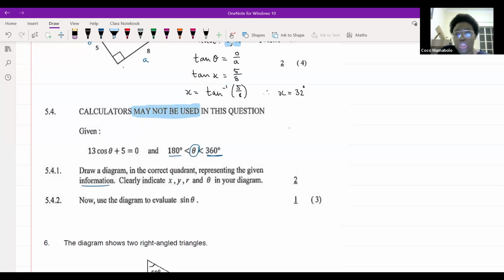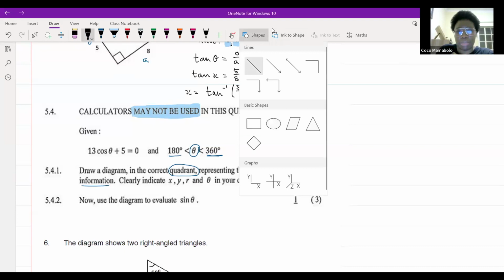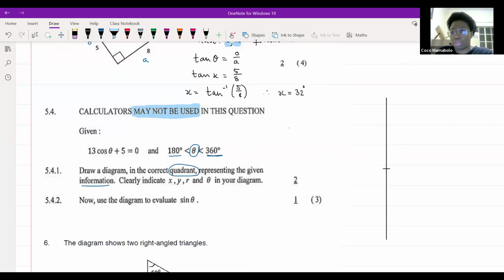All right. We know when they say to us, draw something in the correct quadrant, we need to draw a what? What's the first thing we need to draw? What are we drawing? Cartesian plane. Absolutely, Emmanuel. Yes, we're going to draw a Cartesian plane. So everyone, let's start by drawing a Cartesian plane.